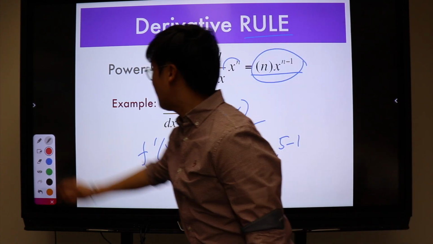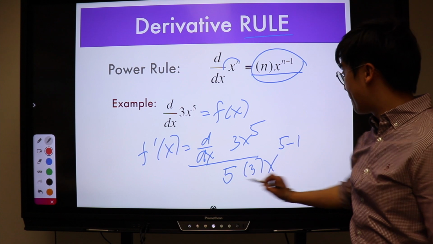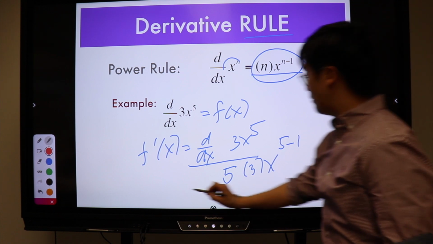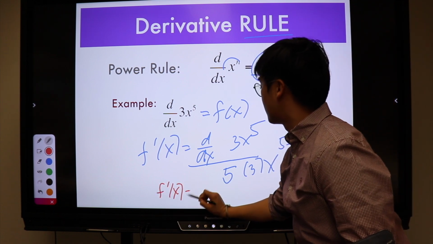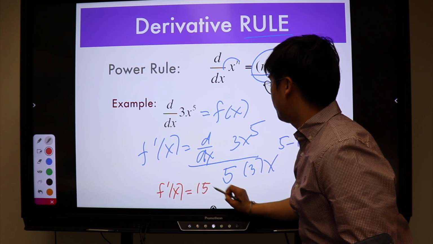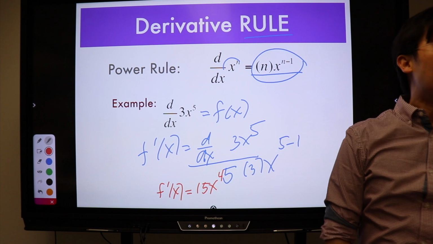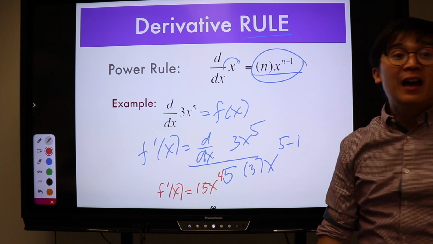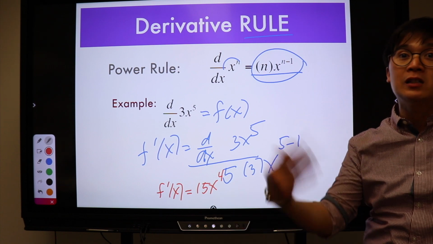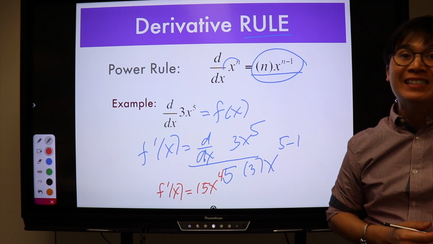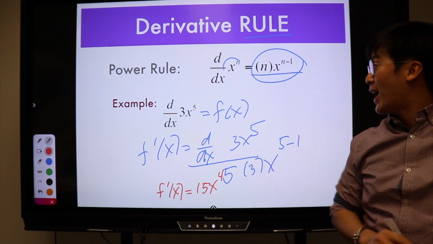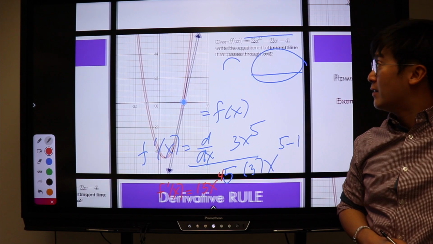So your derivative function is now what? What's f prime of x now? 15x to the 4th. And that is now the formula that will help you find the slope of any of your tangent line in your f of x. This is our derivative rule.